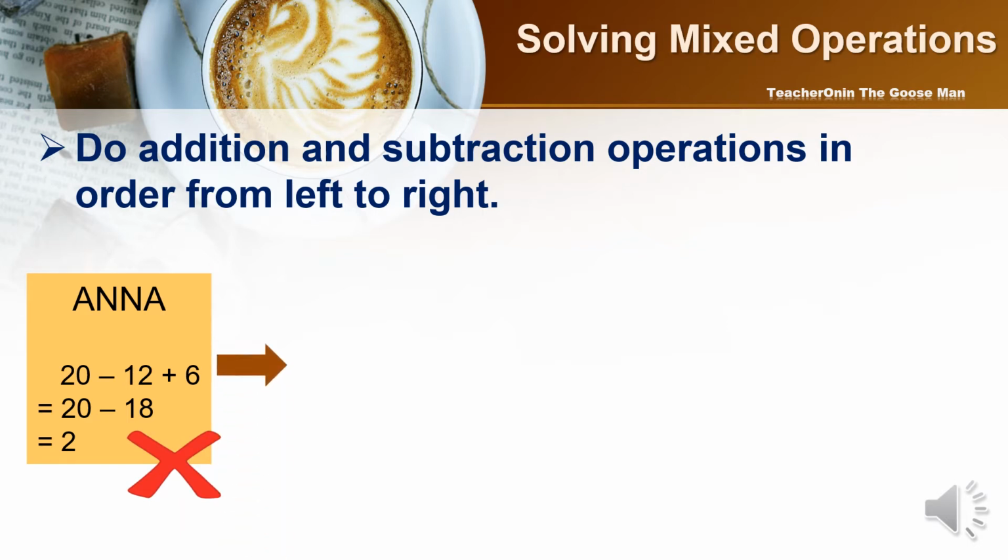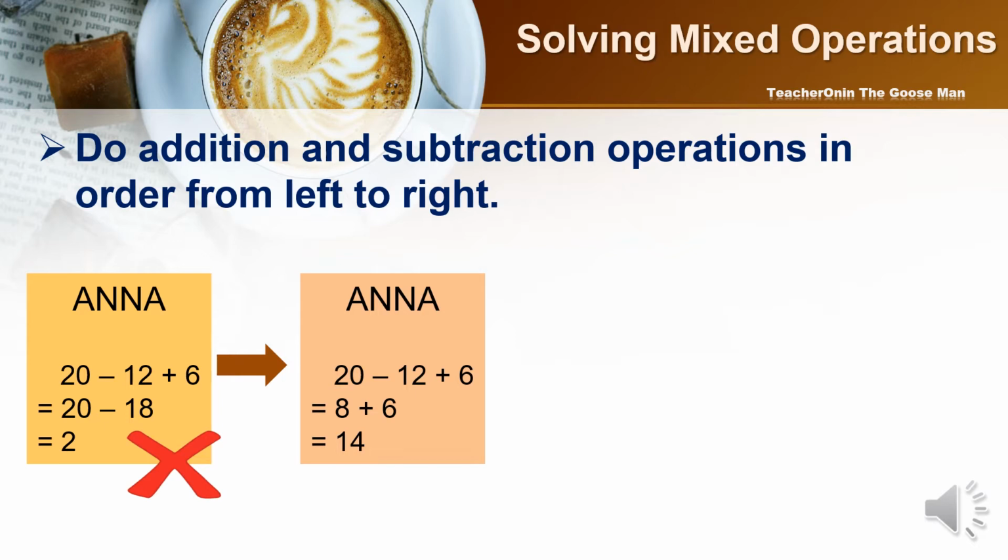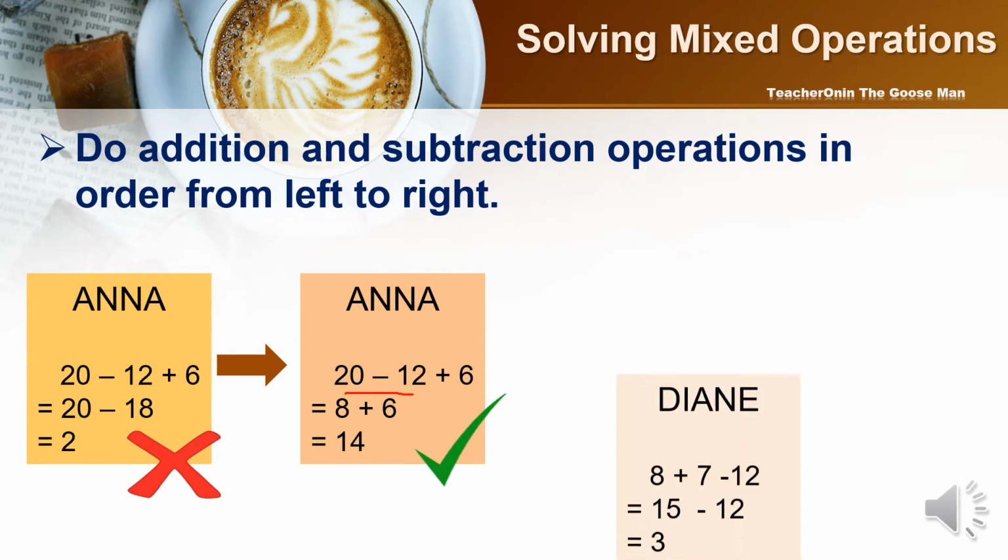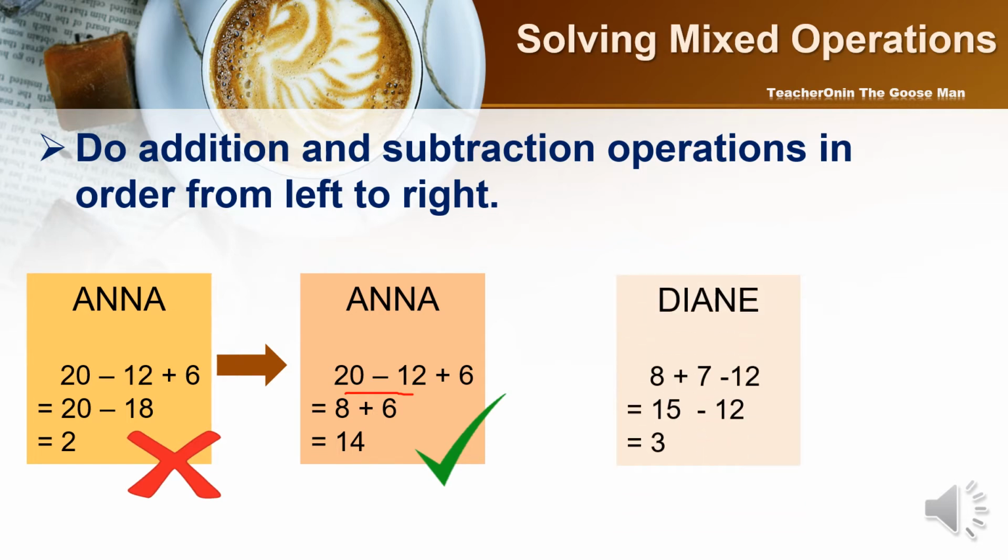Rather, for the answer of Anna, 20 minus 12 plus 6, we will perform the subtraction first. So 20 minus 12 will give us 8, plus 6. So we have 14. So this is the corrected version. Therefore, Anna was not able to get the correct answer. So let's have another example. For Diane, we have 8 plus 7 minus 12. Since the first rule here is do the addition and subtraction operations in order from left to right, we have 8 plus 7 is equal to 15, minus 12 is equal to 3.